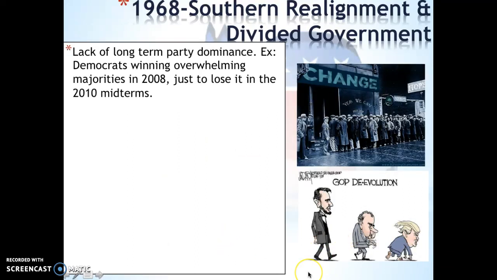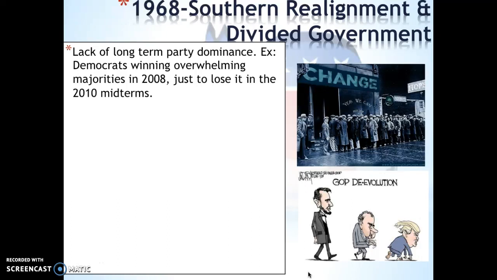Without a really solid coalition of support, what we end up seeing now is a lack of long-term party dominance. When I was born, in 1980, Carter, a Democrat, was finishing up his one and only term. Then it was Reagan, Republican, for 8 years. Then it was George H.W. Bush for 4 years. Then it was Bill Clinton, Democrat, for 8 years. Then it was George W. Bush for 8 years, and he was a Republican, obviously. And then it was Barack Obama, Democrat, 8 years. So we keep on going back and forth.